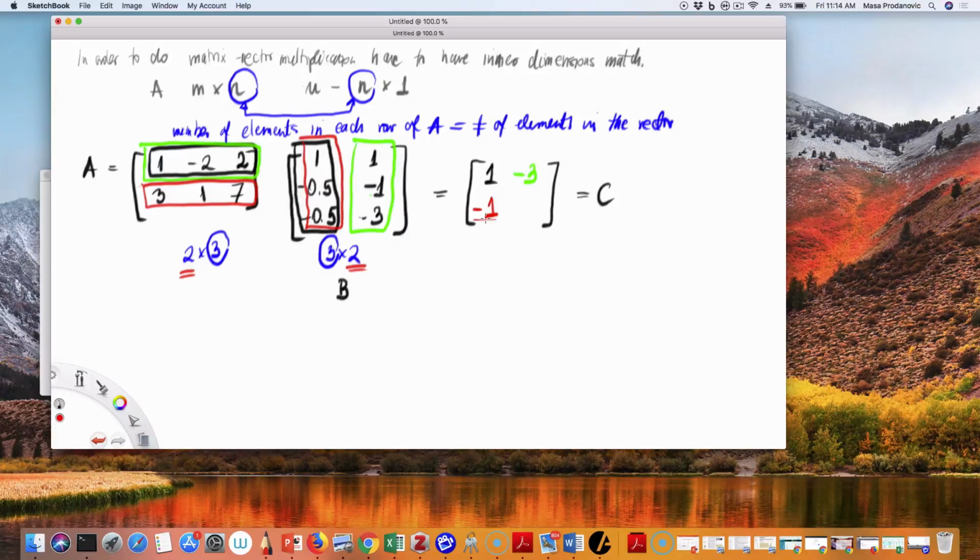Okay. And then finally we have one more element to go, which in C is in the second row and second column. So I'm going to take the second row of A and the second column of B and basically do a scalar product of the two. And let me choose a color. That one I will do in blue. So I'm going to do this and that. So it's going to be 3 times 1 minus 1 is 2, and then minus 21. So it's minus 19.